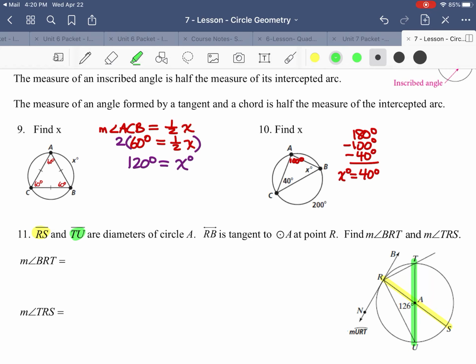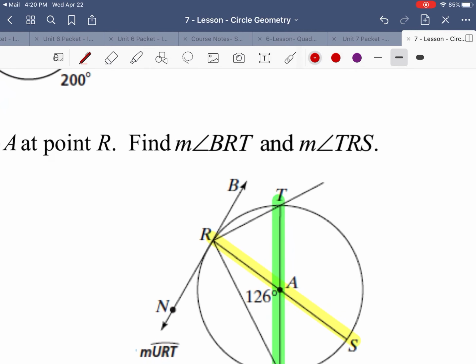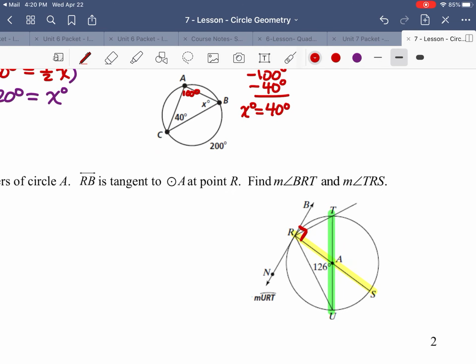RB is tangent to O at R. All right, so we're looking at a tangential relationship, which means that, all fancy terminology aside, it's telling us that there's a right angle there. We need to find angle BRT and the measure of angle TRS.